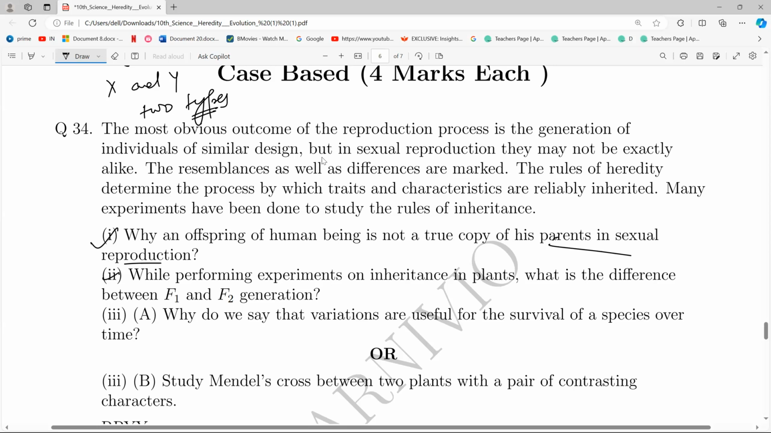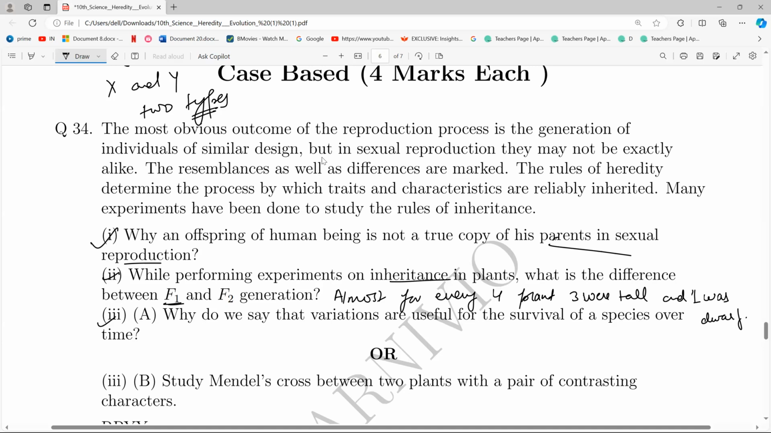Question number 2. While performing an experiment of inheritance in plants, what is the difference in F1 and F2 generation? In the F1 generation, all plants are tall. In the F2 generation, you have to use the word almost: for almost every 4 plants, 3 plants were tall and one was short.